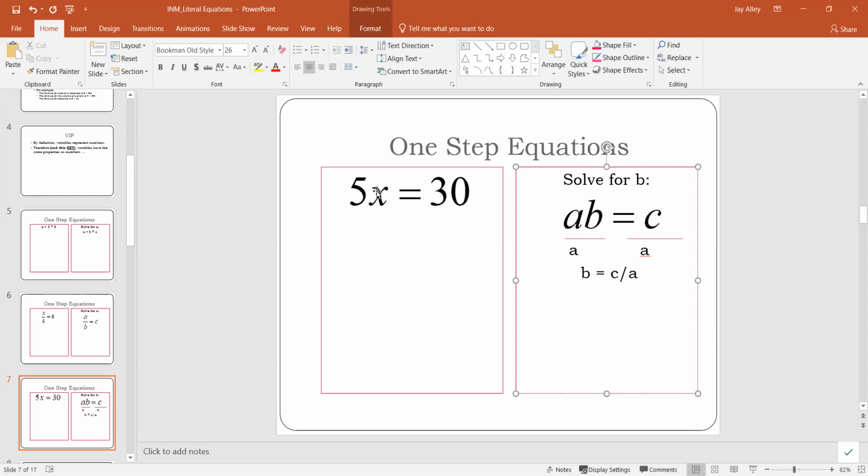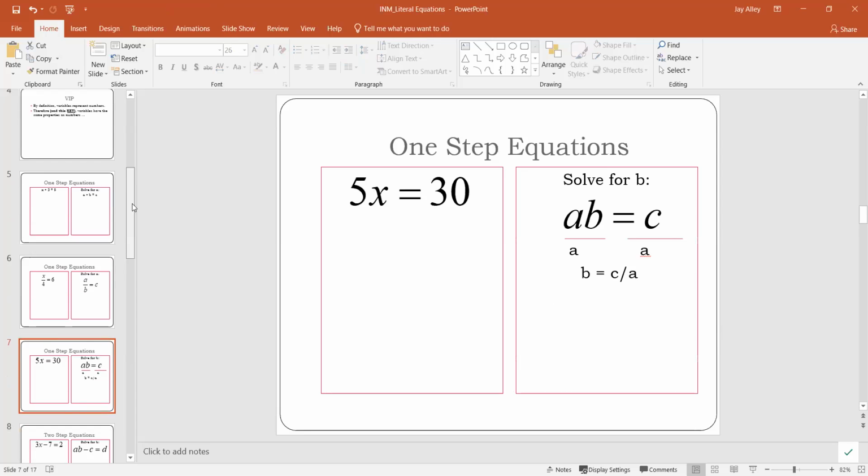And it's pretty similar to what I was just talking with Jessica about also before class started. We're going to divide by that coefficient, and then we will have our variable down to just a single letter.